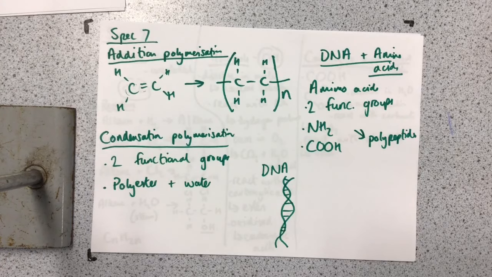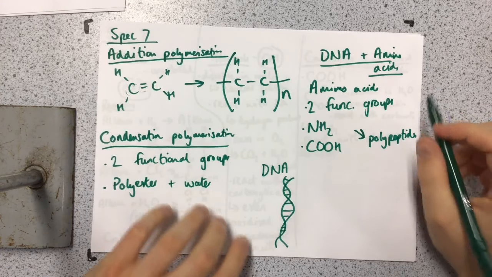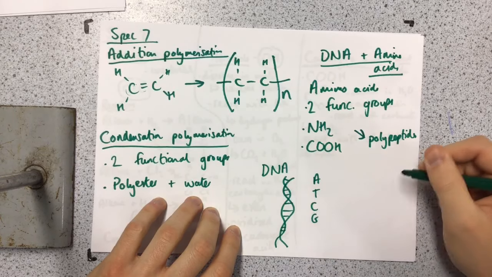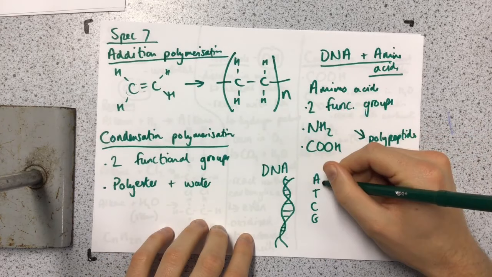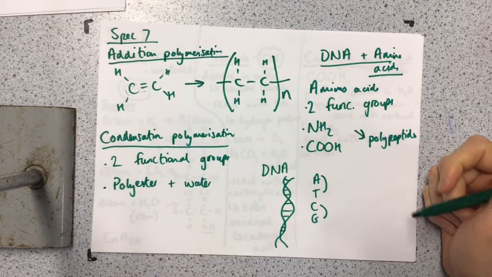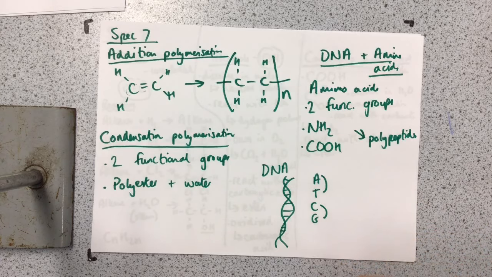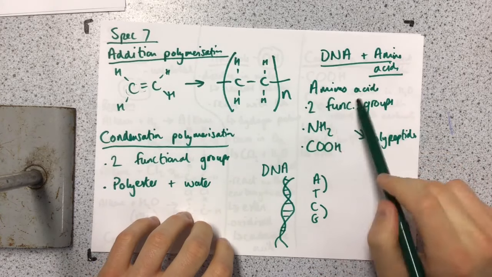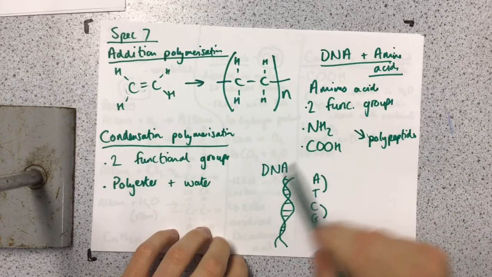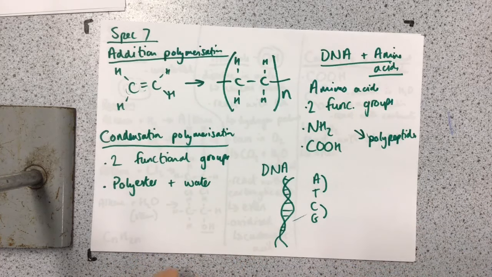DNA is a large molecule, and it's made up of different nucleotides. You've got A, T, C, and G. So what you find is that these two will bind together, as will these two, and that's your DNA. You just need to know that you've got your amino acids, two functional groups, your amine and your carboxylic acid. They polymerize to make polypeptides, and you just need to understand the structure of DNA. But I know that you've done that in biology, so I don't want to go over that too much. So that is Spec 7.